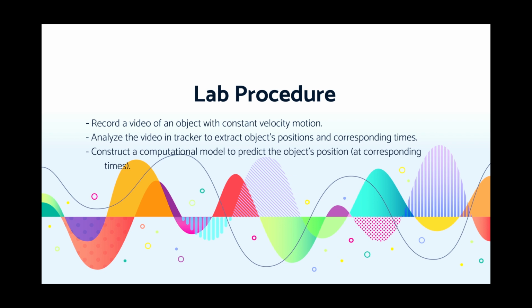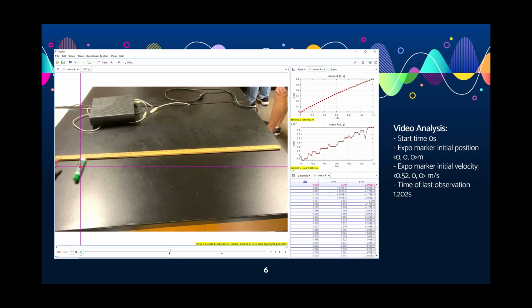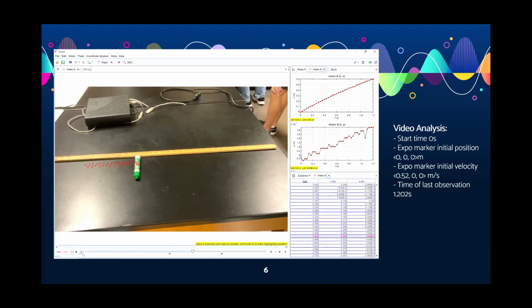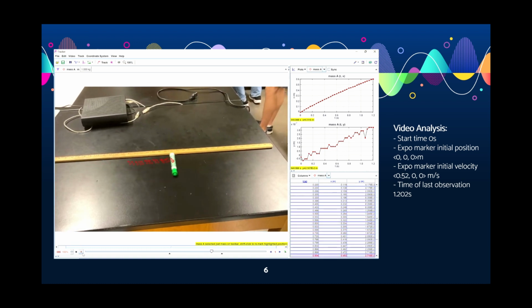The procedure for this lab was to record a video of an object moving with constant velocity motion, then analyze the video in Tracker, and from there, construct a computational model to predict and display the object's position. Here is a clip of an expo marker rolling at a constant velocity that I analyzed in Tracker. The expo marker is the system in this video, and everything else are the surroundings.